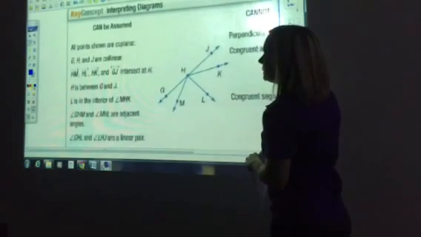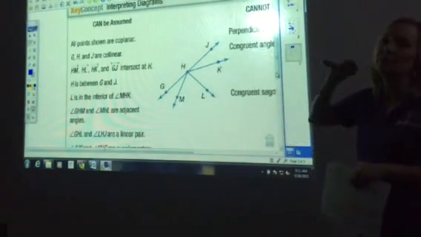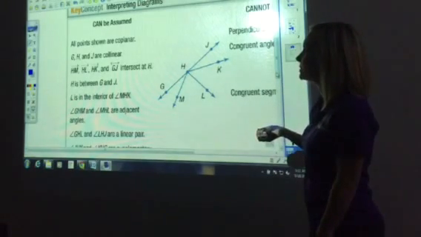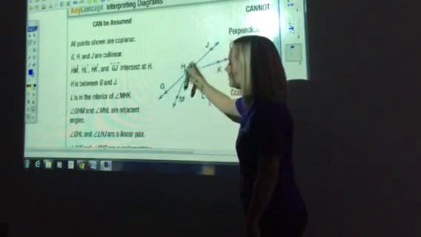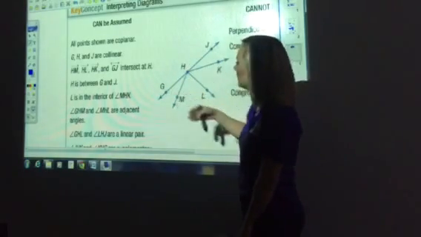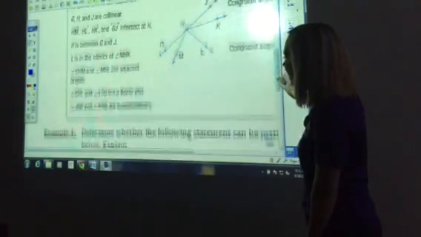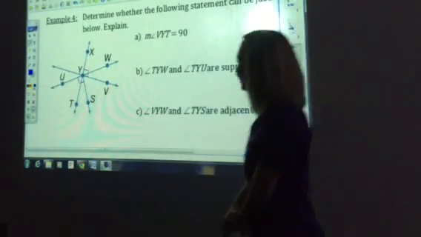Interpreting data, keep in mind that you can't assume anything unless it tells you. Unless you have the right angle symbol, you can't assume that you have right angles. In the figure, you can't assume that things are collinear unless they're actually on the line and things like that. Last question down here, determine whether the following statements can be justified below.